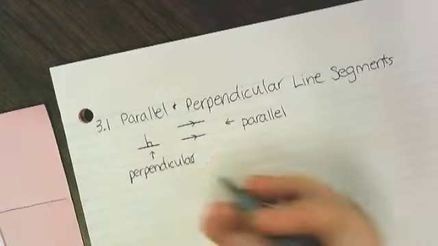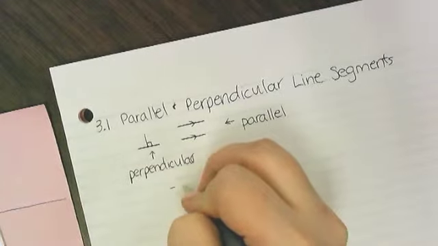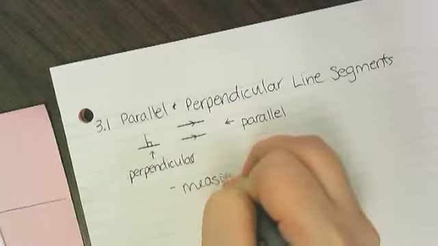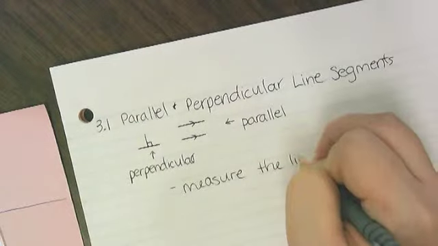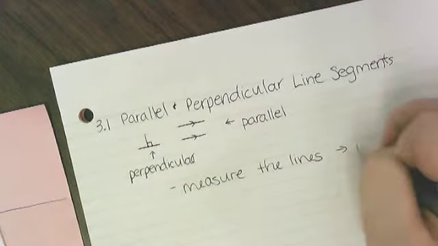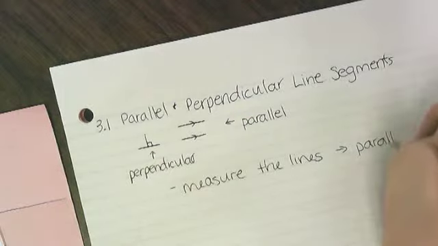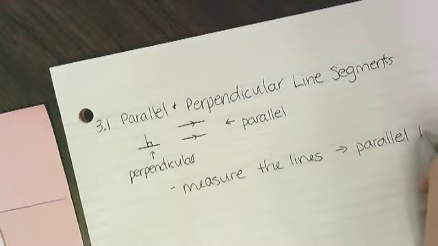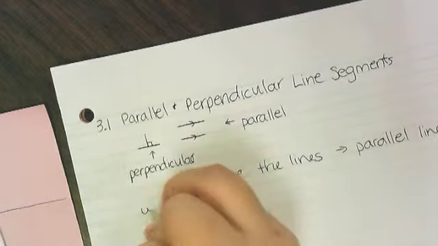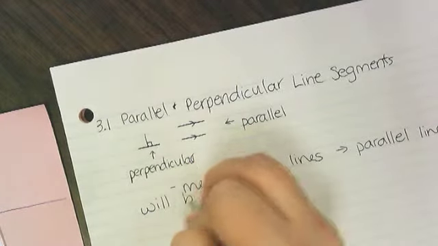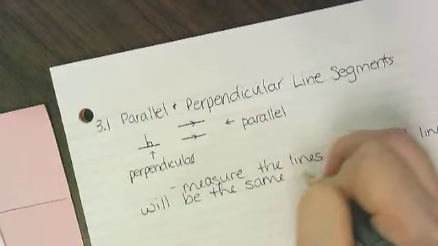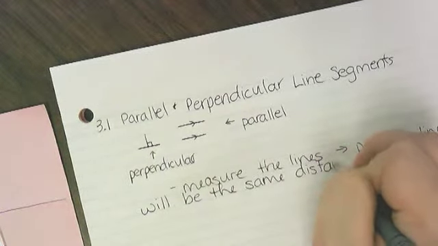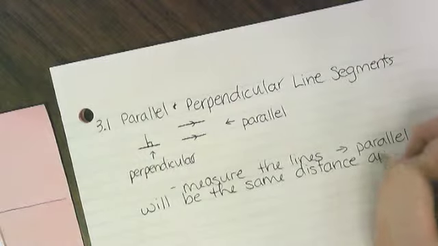Okay, so how can you tell if two lines are parallel? You measure in one spot, and then you measure in the spot next to it and see if they're the same. So you measure the lines. Parallel lines will be the same distance apart at all points.